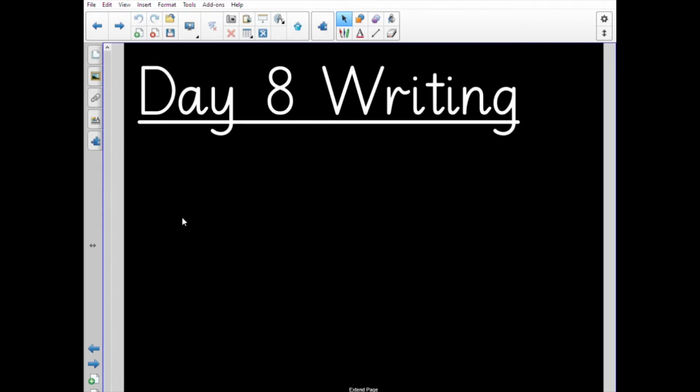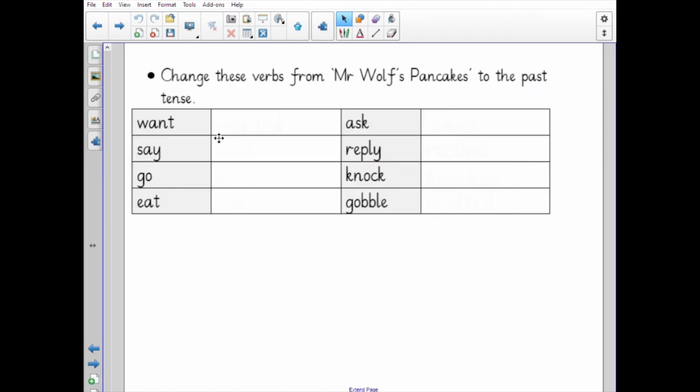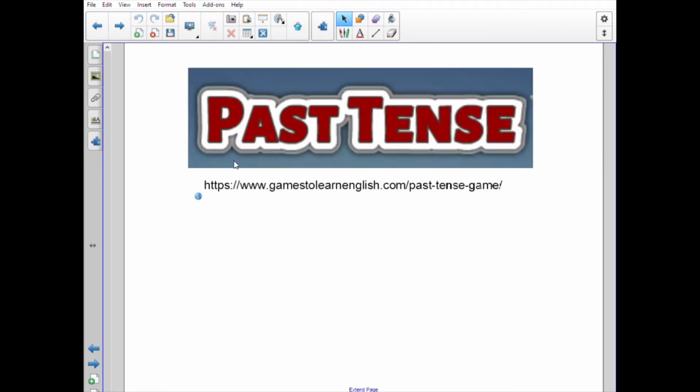So class 2, this is day 8's writing lesson, and we're going to start with an activity, if you can find it in your pack, where I'm going to ask you to change some verbs from Mr. Wolf's pancake to the past tense, similar to what we did last week. But before that, I've got a game that I want to do with you first. It's all about the past tense. Let's have a look.